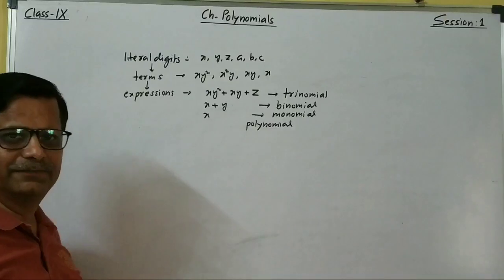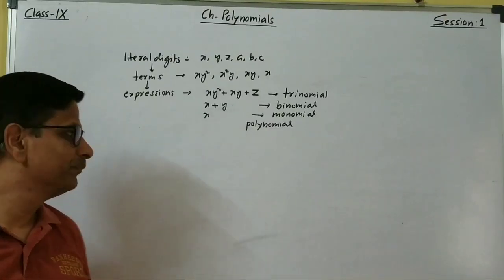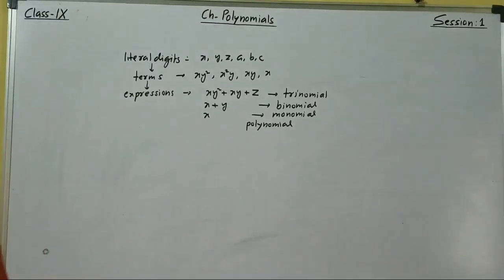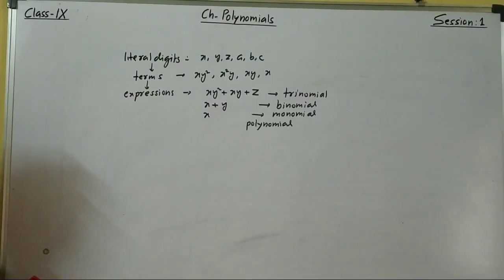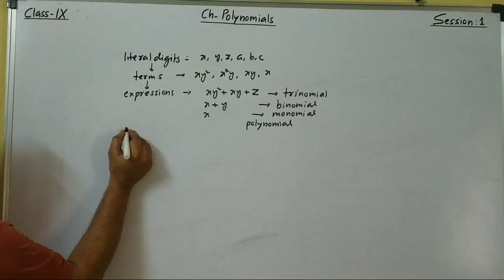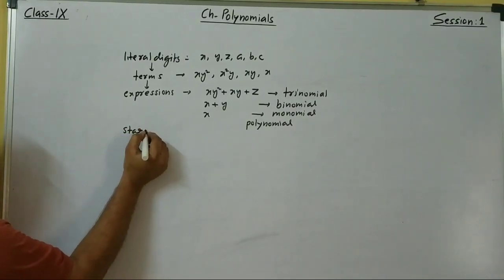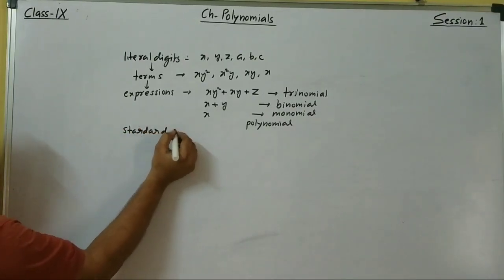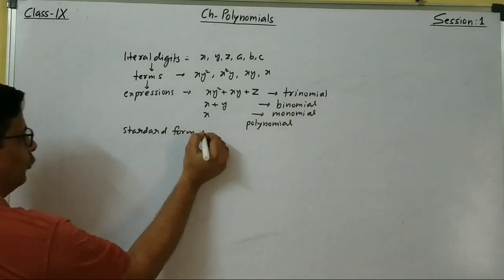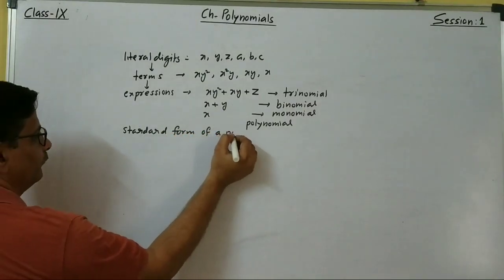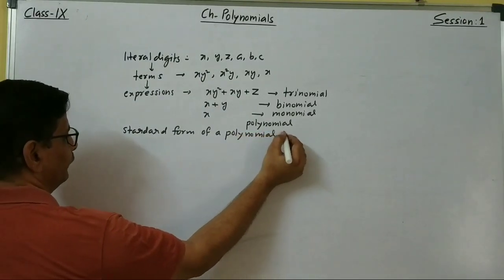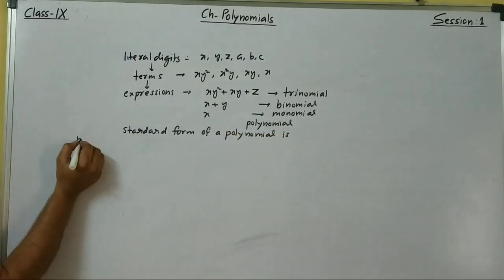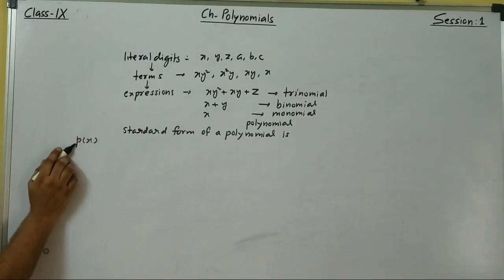But this is not the right definition of a polynomial. In class 9 we will learn the right definition of a polynomial. The standard form of a polynomial is p(x). P(x) means p for polynomial.